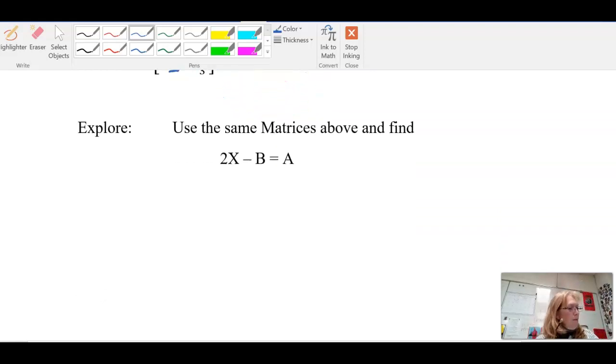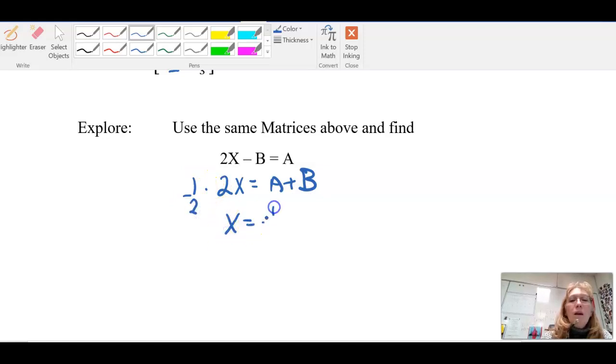Same matrices above, but now I want you to solve for x and try yours. So pause and give this a shot. So this time, you should have added the b. And now I got to get rid of the 2, so I'm going to multiply by a half. So it's 1/2 times a plus b this time.